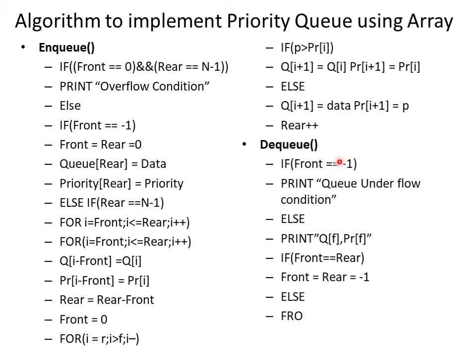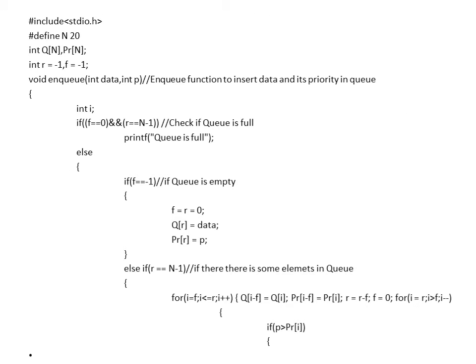For deleting, what happens? In dq, if front equals -1, what will it print? It will print queue is underflow. Else what happens? It will print q of f and p of r, that is the normal queue and priority queue. If front equals rear, front equals rear minus 1, else it will print front. Here you can see that one. If this is equal, print it is full. If f equals -1, queue is empty.